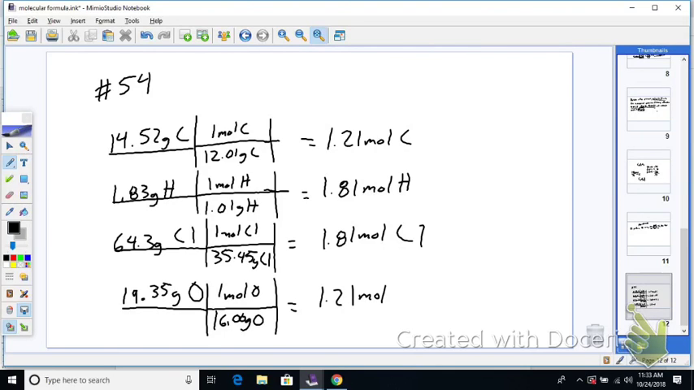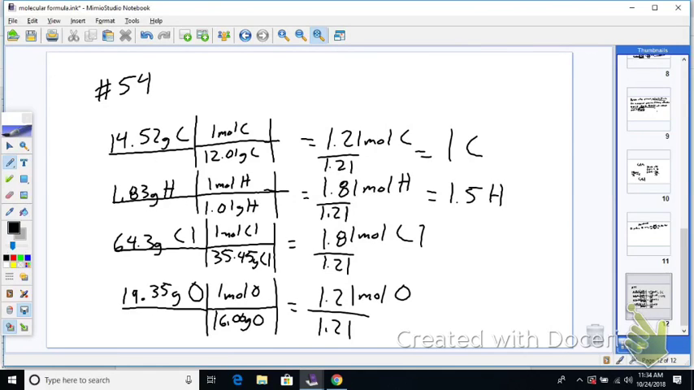So remember, for empirical formulas, we have to take the smallest number. In this case, we have two of them. So 1.21 divided into itself, 1.21 divided into chlorine, 1.21 divided into hydrogen, and 1.21 divided into carbon gives us one carbon, 1.5 hydrogen, 1.5 chlorine, and 1 oxygen.